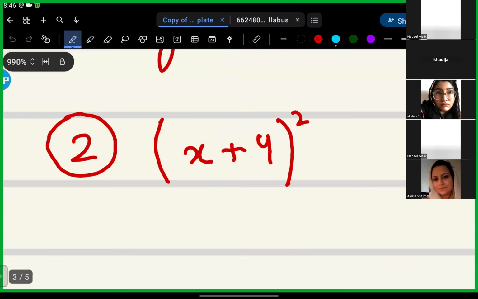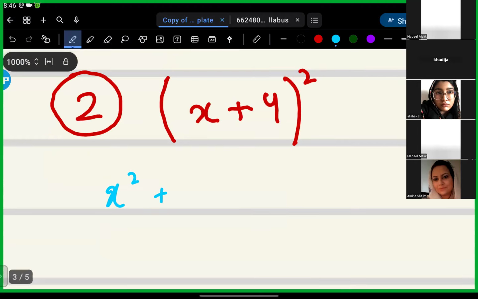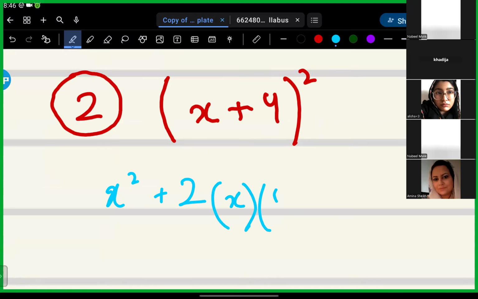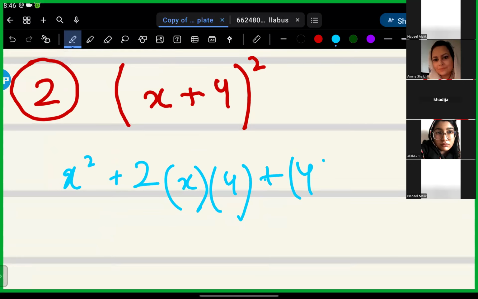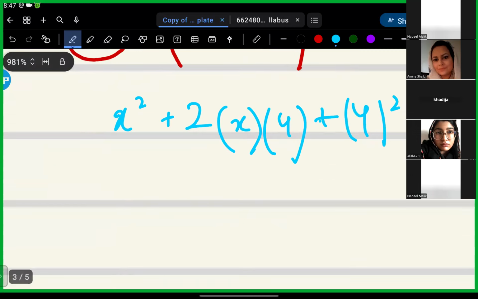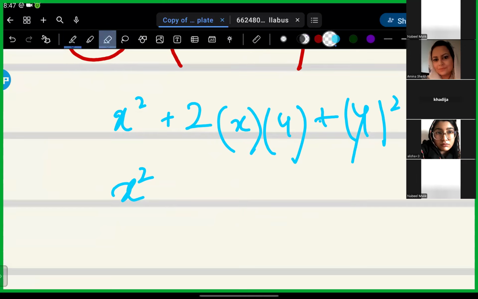Now, what is the expansion of this? It's going to be x squared plus, if I just make it easy for you, 2ab. This is 4, and this is going to be plus b square. So what is the final answer? The final answer is x square plus 8x plus 16.